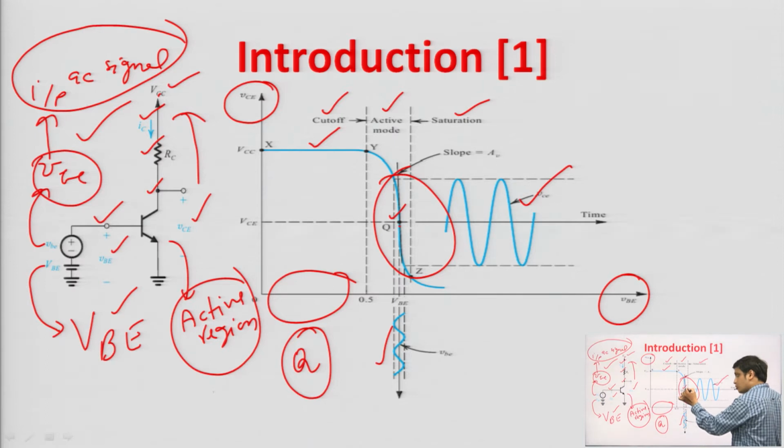If this Q point is shifted away from the middle of the active mode, then we may get distortion. The positive part of the sine wave or the negative part of the sine wave may clip. So, there will be distortion. Biasing is done to ensure that the Q point must be in the middle of the active mode. Once we set the Q point in the middle of the active mode and apply the AC signal, we will get proper amplification.